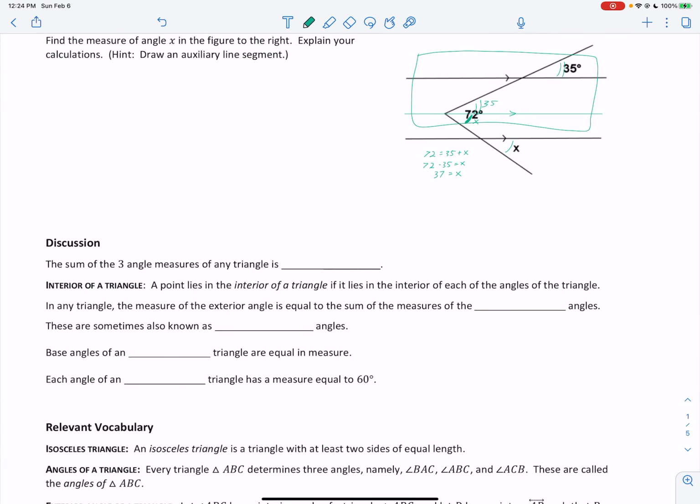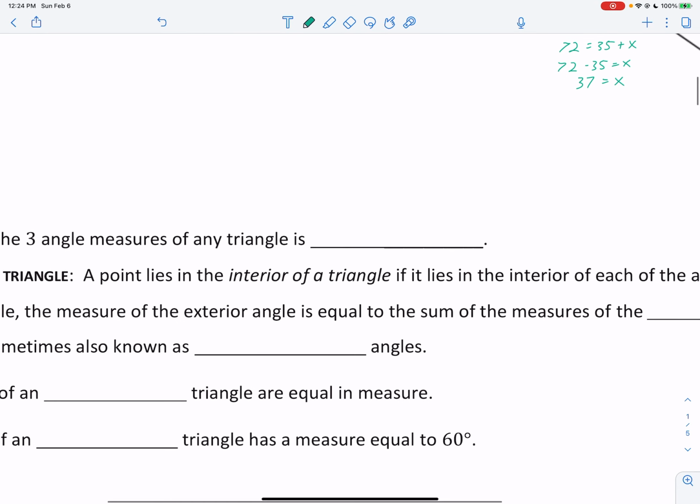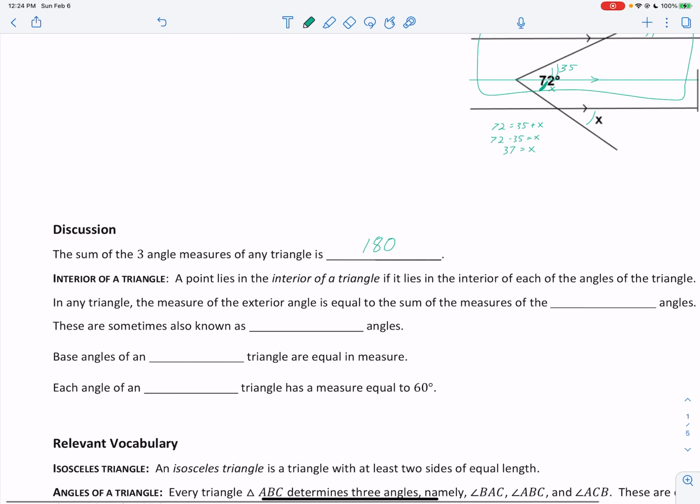The sum of three angle measures of any triangle is 180 degrees. I might share with you the animated GIF that I've seen before that shows why. It's because if you take all the angles in it and lay them next to each other, it ends up making a straight line, no matter what you do.